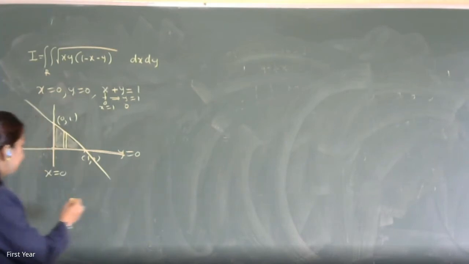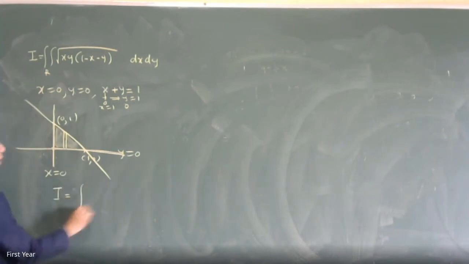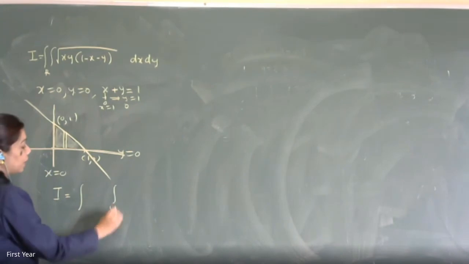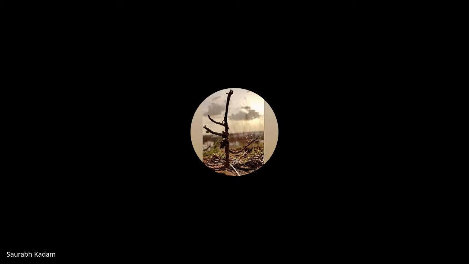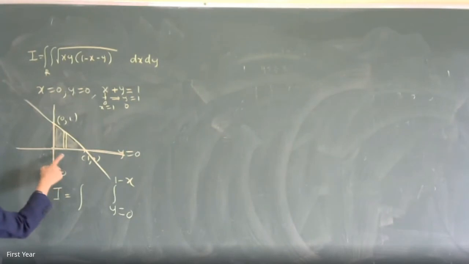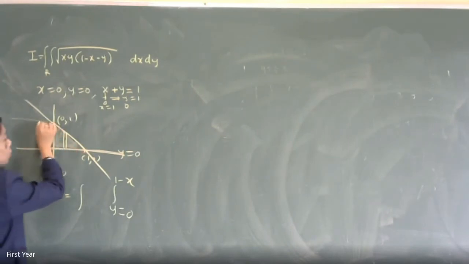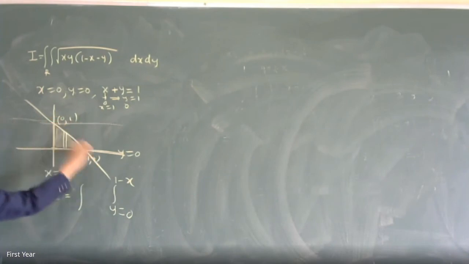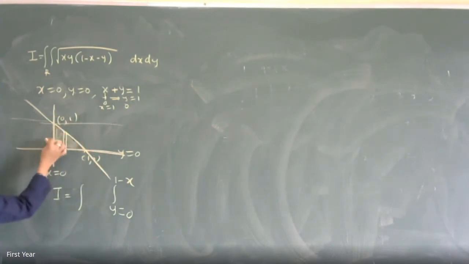So what will be I? Integration. What is the limit of y? 0 to 1 minus x. Not 0 to 1, okay? What you are saying, 0 is this and 1 is this line. So you are talking about only the boundary, you are not covering it. So you have to have y in terms of x.